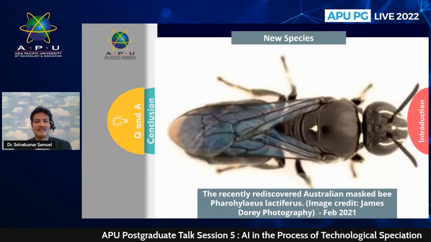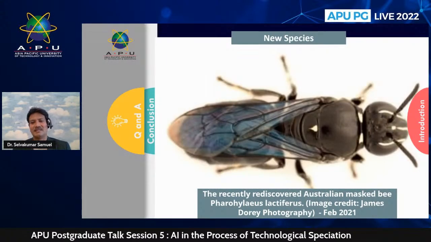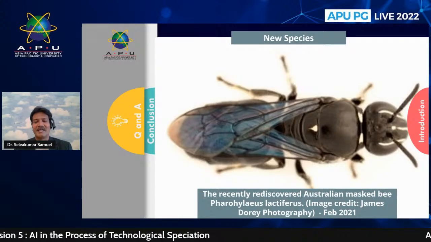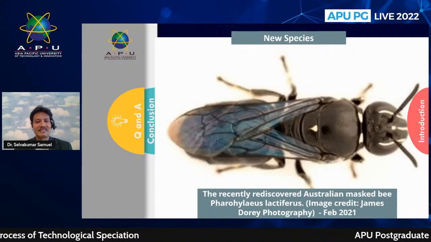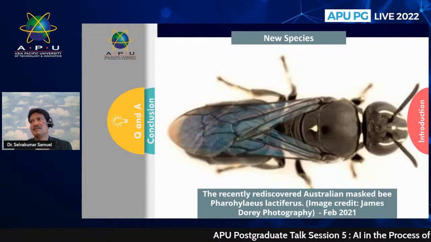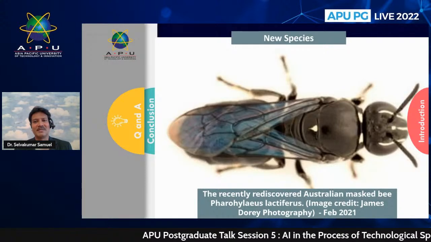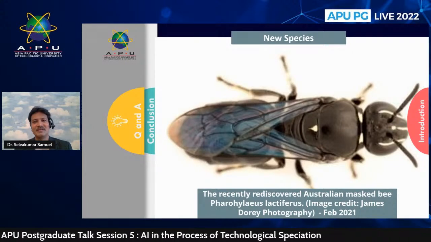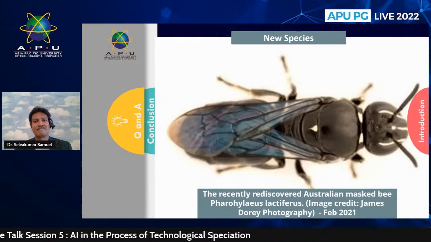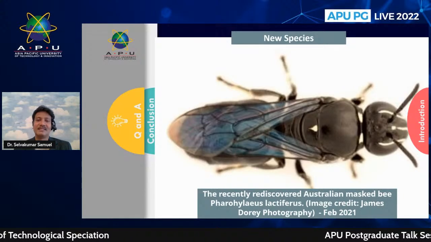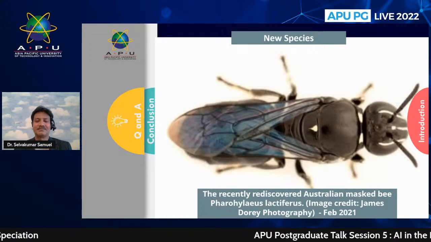Second example, this also recently discovered by an Australian, a masked bee. This is a new species. Actually, this was extinct a few years before, but again came back. Not a few years, maybe a few hundred years before, it came back again. This is called a new species.